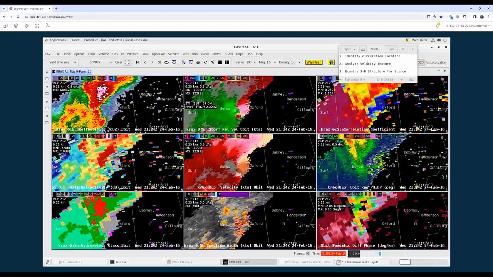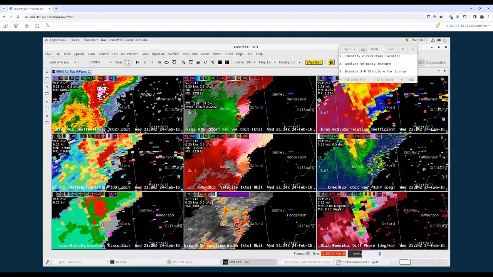So I meant to point this out earlier. I had this text up here just to help with those 3 steps. First thing, identifying the circulation location, then analyzing the velocity texture, and then looking for that source. So in the process of doing this, we noticed that the circulation is not quite in the right place. The texture of it doesn't look good, and there's obviously places where that contamination could be coming from. So we feel pretty good about that.